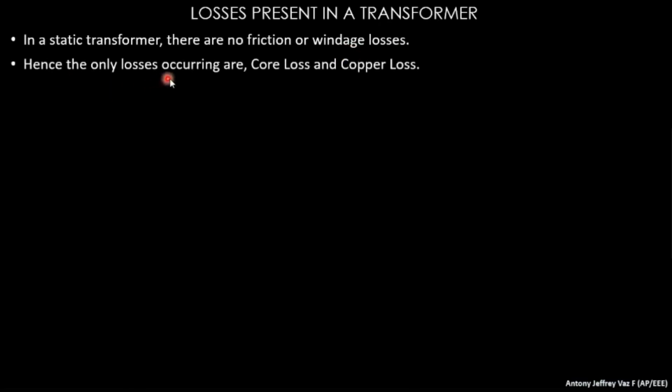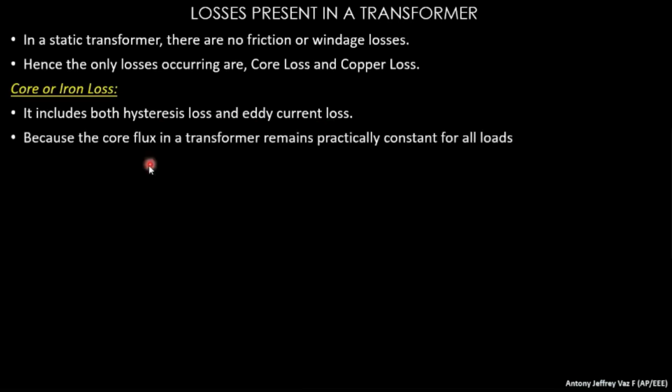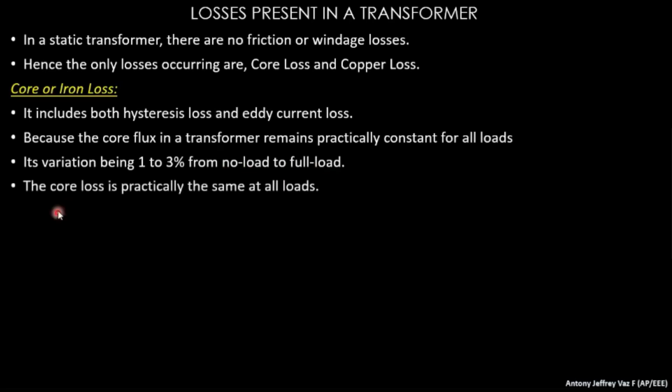Hence, the only losses occurring are the core loss, that is the hysteresis loss, and the copper loss. Let us see in detail. First we will be seeing about the core or iron loss. It includes both hysteresis loss and eddy current loss. Because the core flux in the transformer remains practically constant for all loads, its variation being 1 to 3 percent from no load to full load, the core loss is practically the same at all loads.